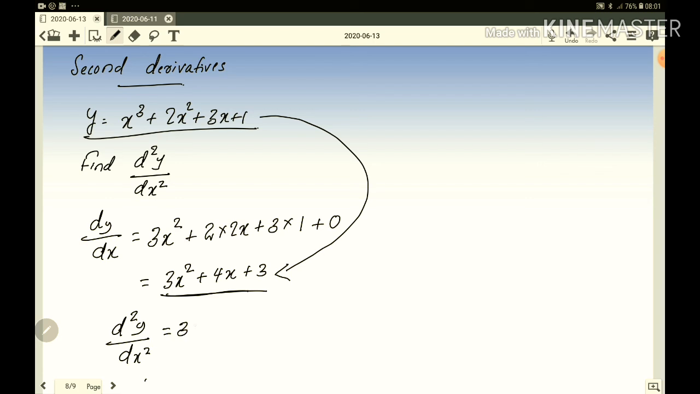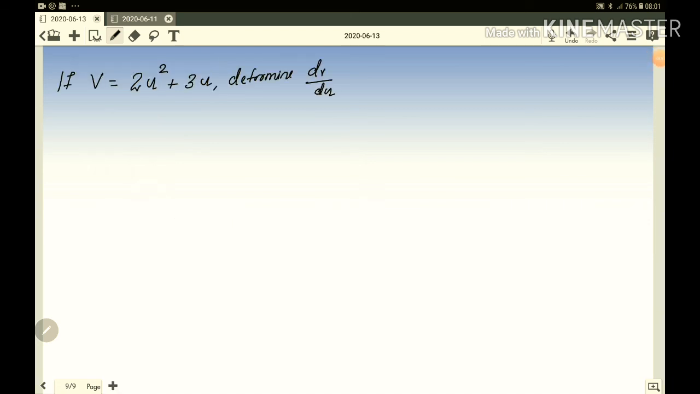So it's going to be 3 times x square becomes 2x. 4 times x becomes 1, plus 0. See, we'll get what? 6x plus 4. See, we end up getting a linear one. We started with a cubic, then quadratic, then linear. So the second derivative is a linear one. Do you understand? Now the next one is what?